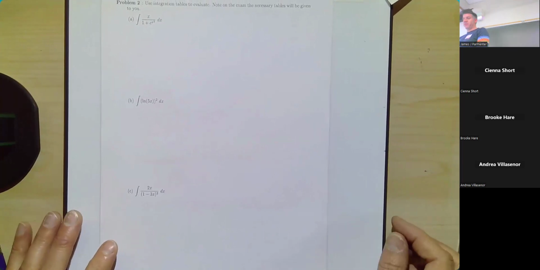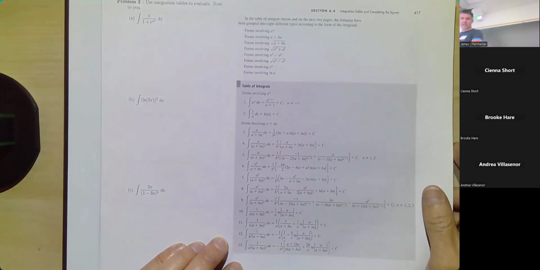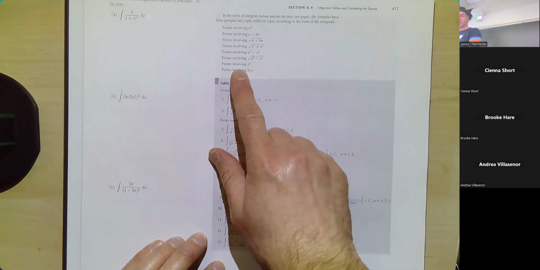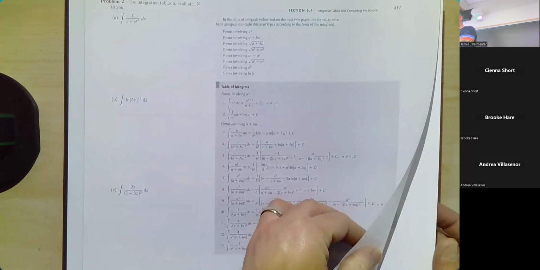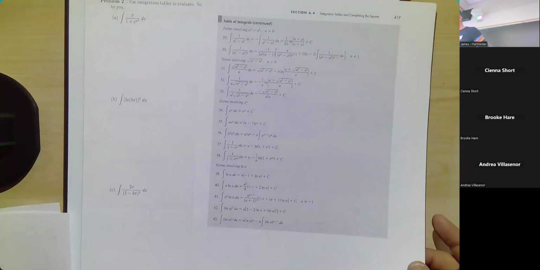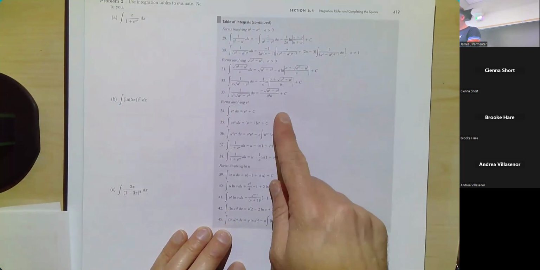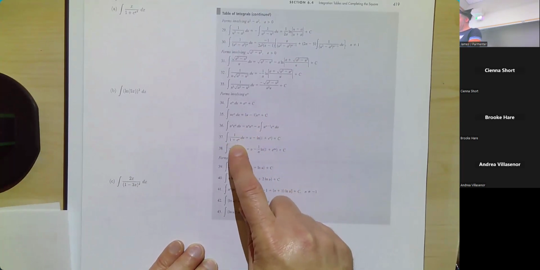Use integration tables to evaluate. Great. I'm printing them out. So let's take a look here. x over 1 plus e to the x squared. So I'm just looking at something that has a form involving e to the u. So let's go ahead and look at the forms involving e to the u. This is my table. Do I have the ones I need? E to the u. Okay, great. So I'm looking for one that has a fraction. And I'm looking at this one right here. 1 over 1 plus e to the u du.